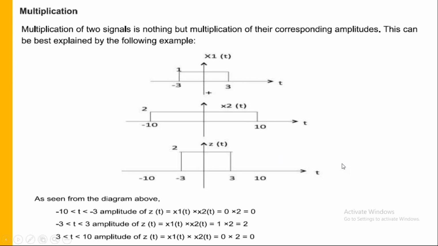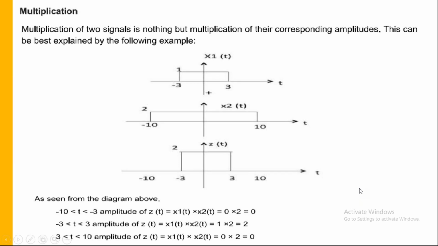When you're doing multiplication of two signals, your z of t is nothing but x1 of t into x2 of t. Between minus 10 to minus 3, your x1 of t is 0, so you don't get any value there. Similarly, 3 to 10 also you don't get any value. But between minus 3 to 3, one signal has an amplitude of 1 and the other has an amplitude of 2, so your resultant signal exists with an amplitude of 2 between minus 3 and 3. This is called multiplication.